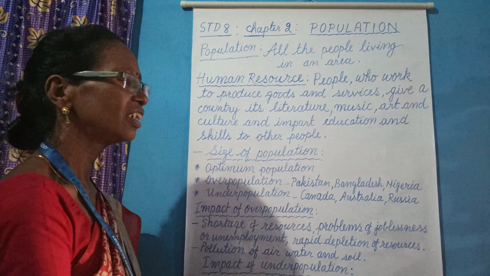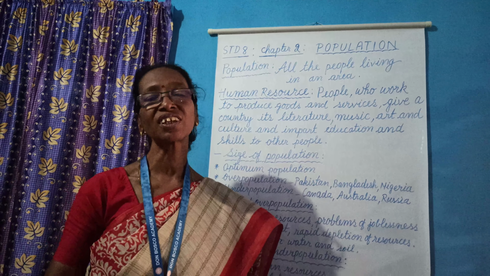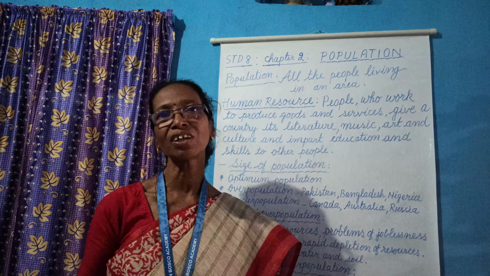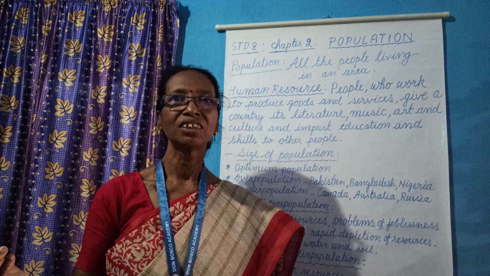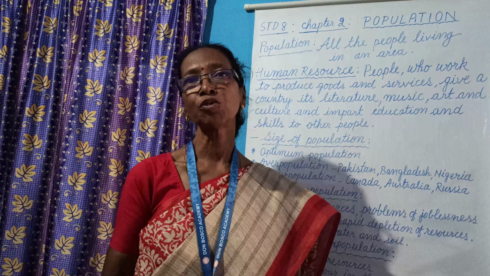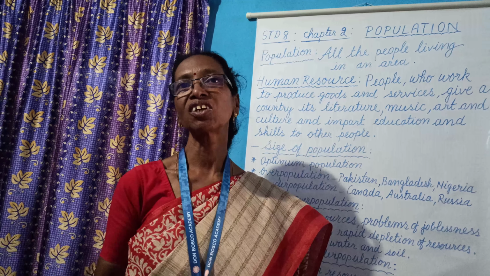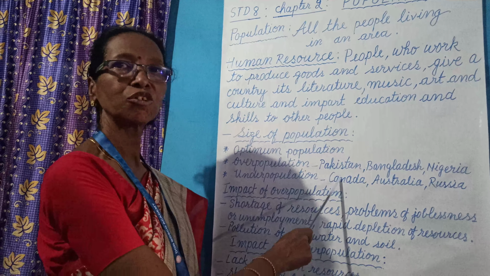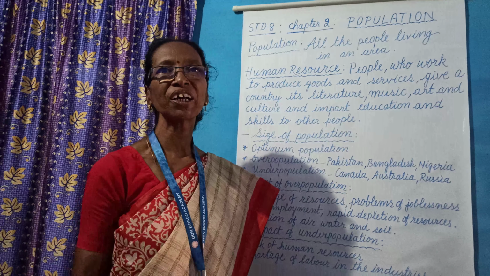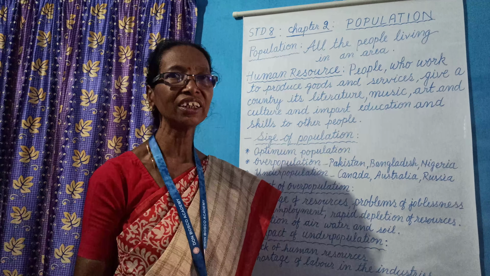Second is the overpopulation. It is a condition where the population is so large that the resources found there are not enough for all the people. So everyone cannot get sufficient necessities or their main needs, and those resources cannot fulfill them. So due to overpopulation, everyone is not getting sufficient facilities or necessities from these natural resources. And this type of countries are Pakistan, Bangladesh and Nigeria, where there is very high population and all people are not getting enough food or water or shelter or land to fulfill their needs.